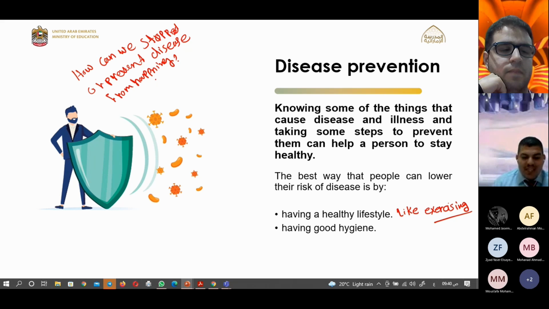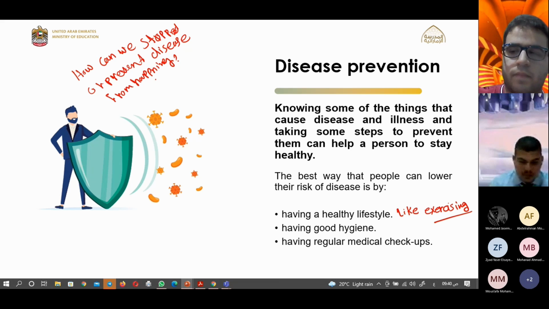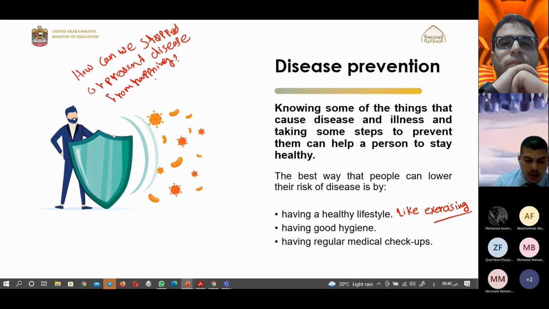The last one is having regular medical checkups. This can help diagnose a disease at an early stage, or make sure that there is no disease at all. Clear?